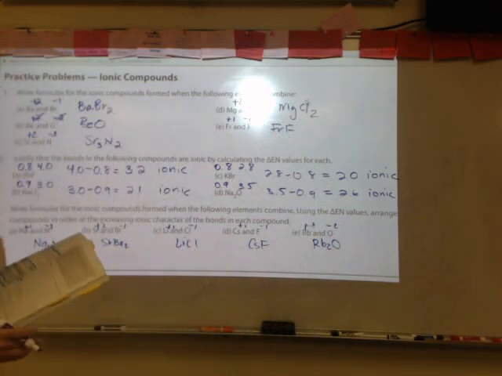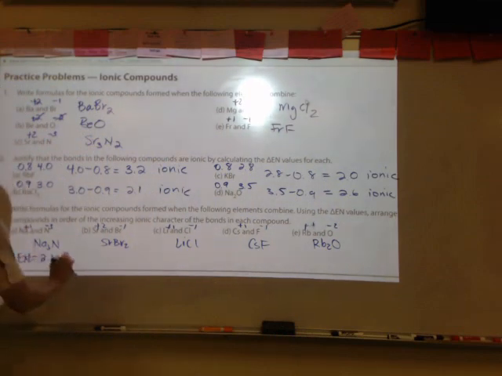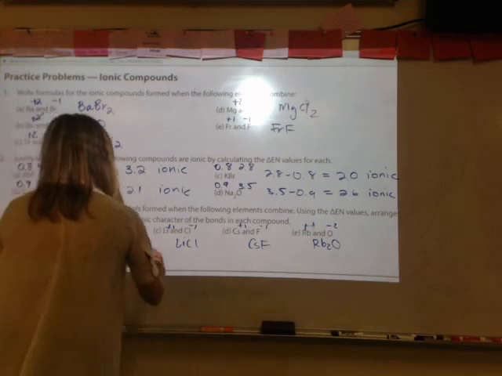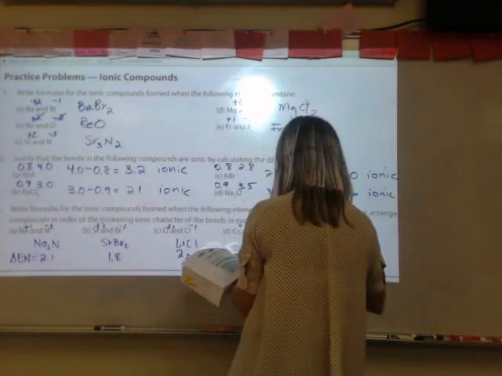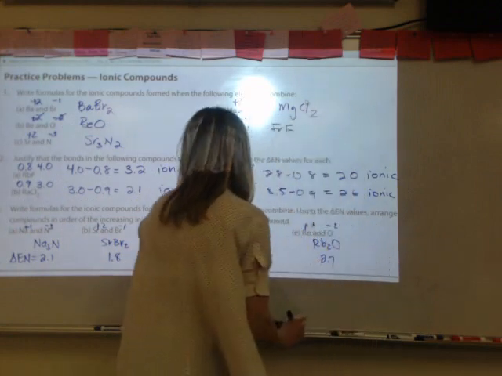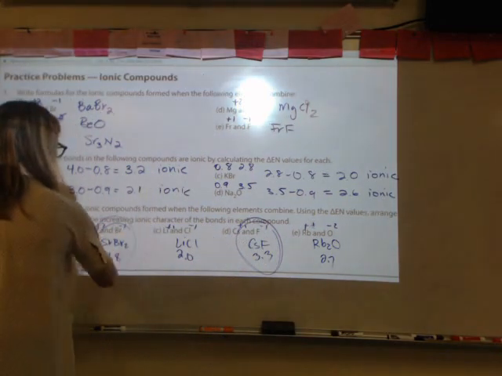And then after this, what we're going to do is take a look at the table of the electronegativity values and subtract them. This difference in electronegativity is 2.1. This is 1.8. LiCl is 2.0. CsF is 3.3. Rb2O is 2.7. Now, this is the highest, and this is the lowest.